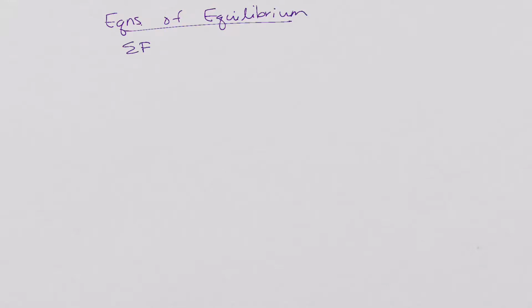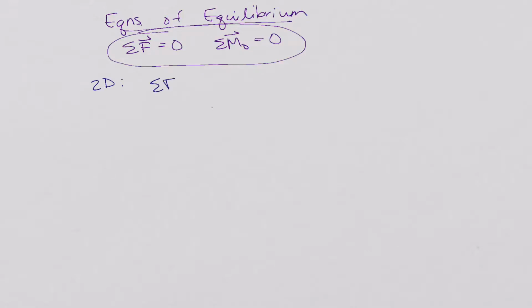Sum of the forces equals 0. Sum of the moments about a point equals 0. Those are the main equations. If you're in 2D, we have the sum of the forces in the X direction equals 0, sum of the forces in the Y direction equals 0, and sum of the moments about Z equals 0.